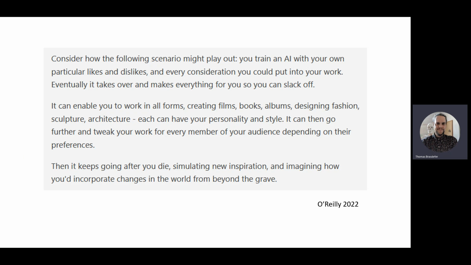But there is one way to think about art, and especially art generated by computers, in terms of legacy. That's David O'Reilly, 2022: consider how the following scenario might play out. You train an AI with your own particular likes and dislikes, and every consideration you put into your work. Eventually, it takes over and makes everything for you, so you can slack off. It can enable you to work in all forms, creating films, books, albums, designing fashion, culture, architecture. Each can have your personality and style. It can then go further and tweak your work for every member of your audience, depending on their preferences. Then it keeps going after you die, simulating new inspiration, imagining how you'd incorporate changes into the world from beyond the grave.